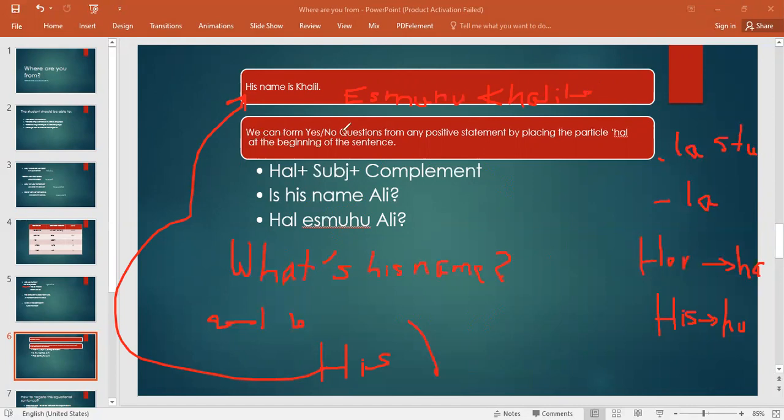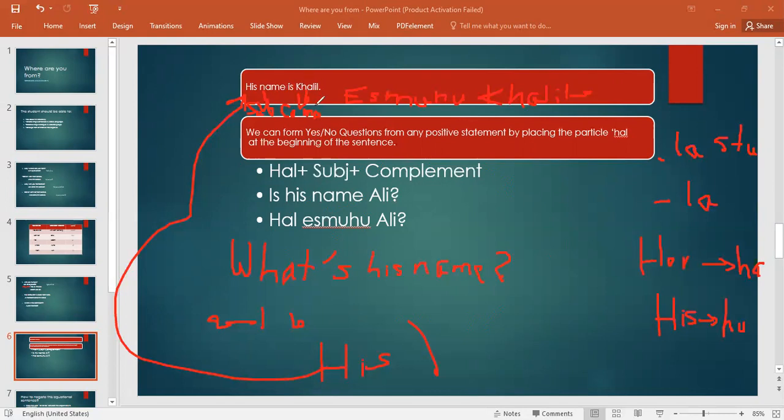Okay, right. We can form yes or no questions from any positive statement by placing the particle هل at the beginning of the sentence. This positive statement is made up of what, guys? His name is the subject. Every equational sentence is made up of a subject and a complement. It's different from I am from Serbia, or I am 10 years old, or for example, I am not hungry. Here we have a subject and a complement. The subject is his name and the complement is Khalil.